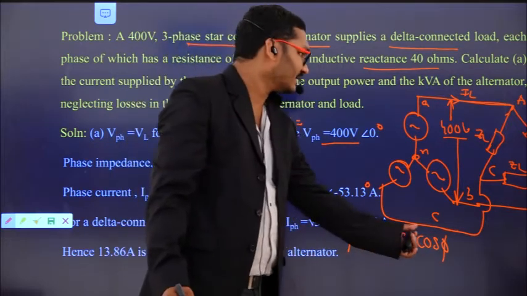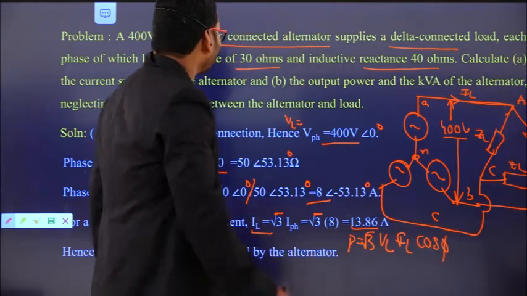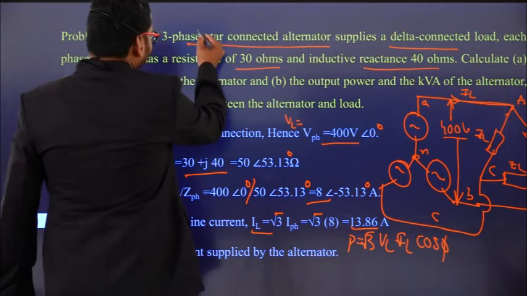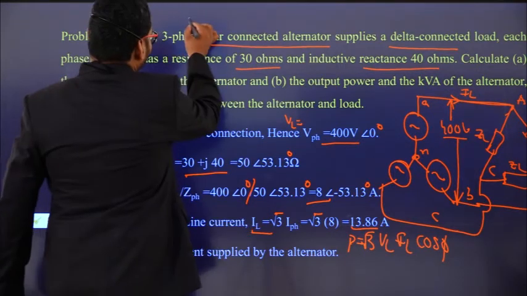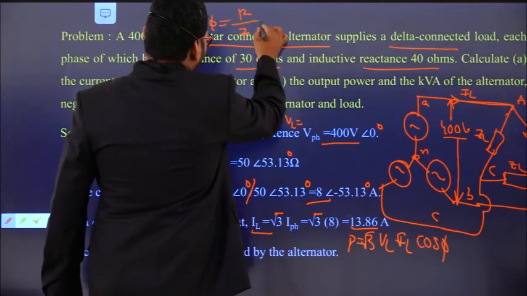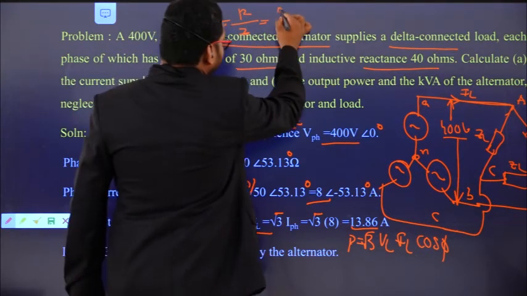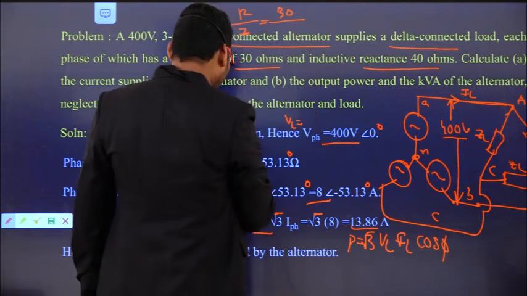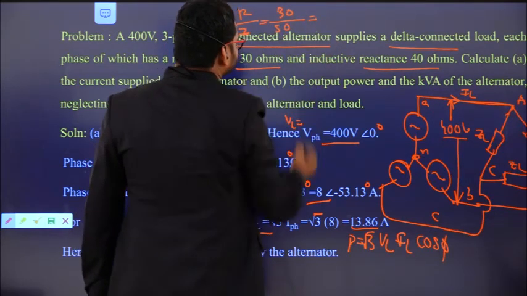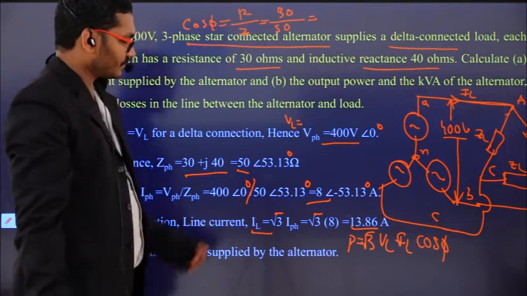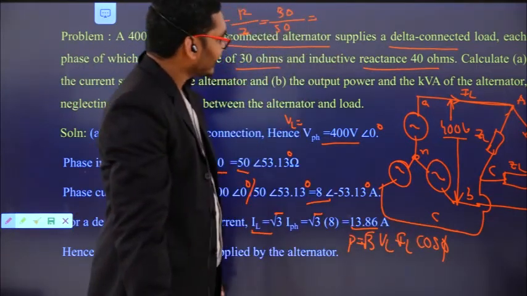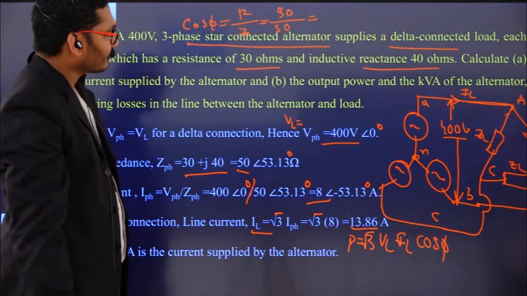We have to find the cos phi. How will you find the power factor? Resistance and impedance are known, so cos phi equals resistance by impedance. The resistance value is 30 and the impedance value is 50. So 30 by 50 gives the power factor, cos phi. VL, IL and power factor are known, so you can get the output power.